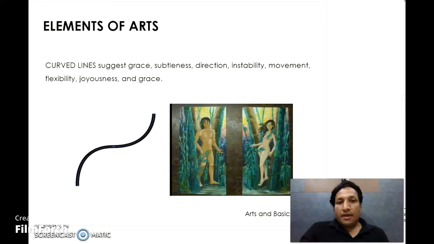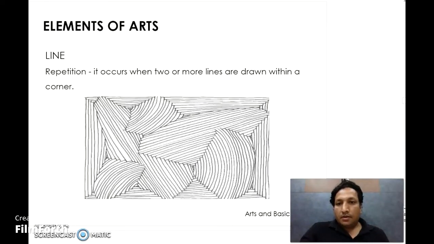Then you can find the curved line. Generally artists use these types of lines for creating rhythm and movement in their paintings. So these lines have flexibility and movement. These are all good examples of curved lines. Line repetition occurs when two or more lines are drawn within a corner.